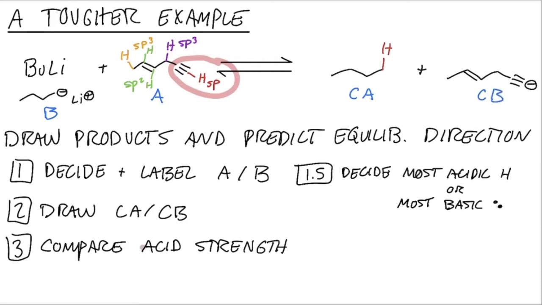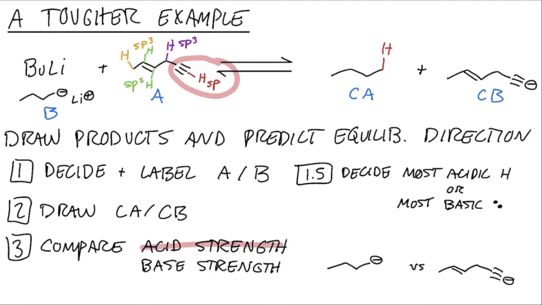Last but not least, we want to compare acid strength to decide which side is favored. Although I'm going to change this out and instead compare base strength this time. You use whichever one makes the most sense to you. If we compare our base, butyllithium, to our conjugate base, the alkyne anion, they're going to be fairly similar. So how do we decide between them?